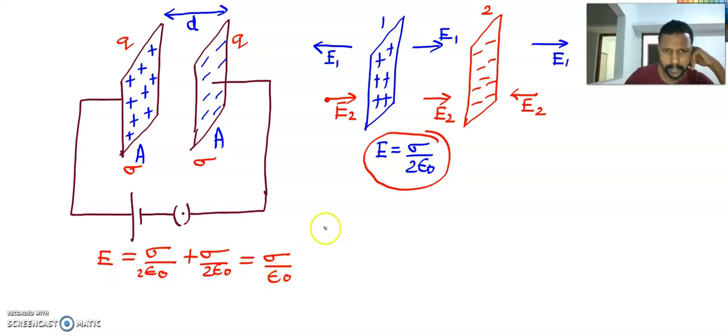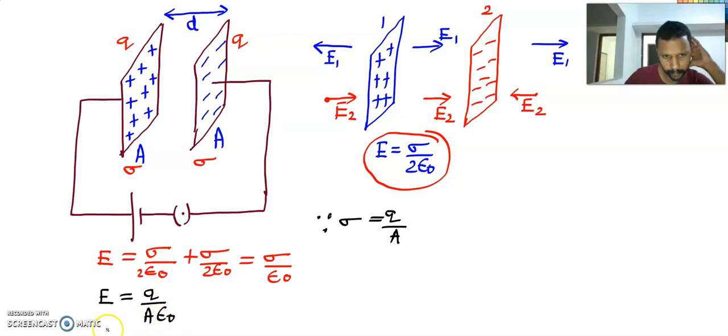Okay, now what is sigma? We know sigma is Q by A. Sigma is surface charge density, and surface charge density is charge per unit area. Therefore, I could write sigma as Q by A. So if I replace sigma with Q by A, I could write the electric field intensity as Q by A epsilon 0. This is the electric field intensity between the plates of the capacitor.